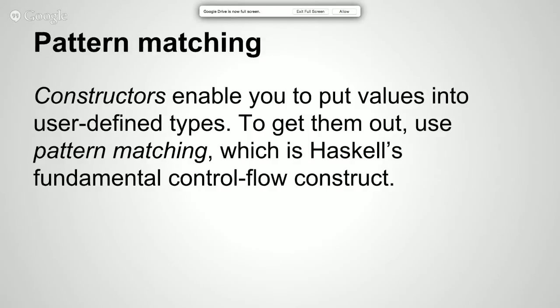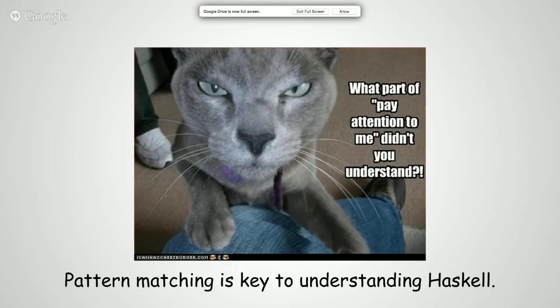Great. So with constructors, you're able to put values into these user-defined types. And then the question is, how do you get them out? You use what's called pattern matching, which is the fundamental control flow construct of Haskell. And I had to summon pay attention cat because this is really important. This is sort of the core of how Haskell works in terms of control flow.